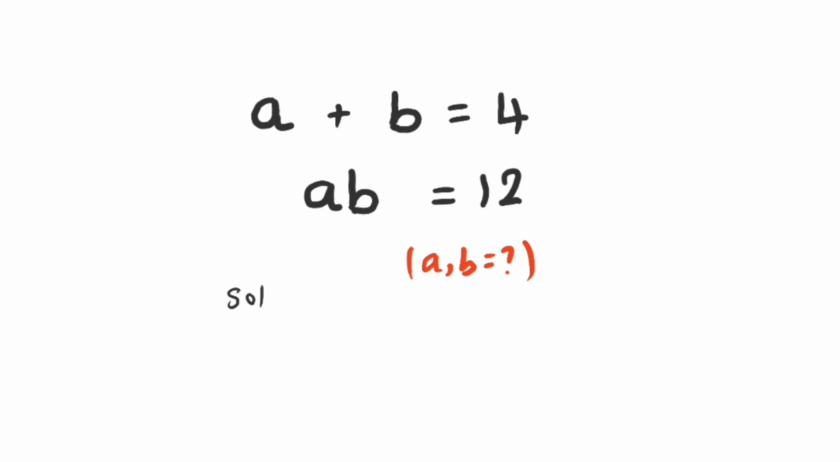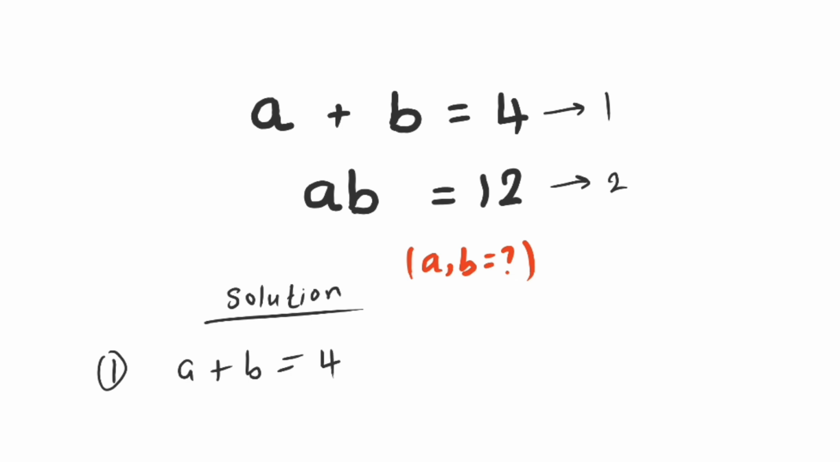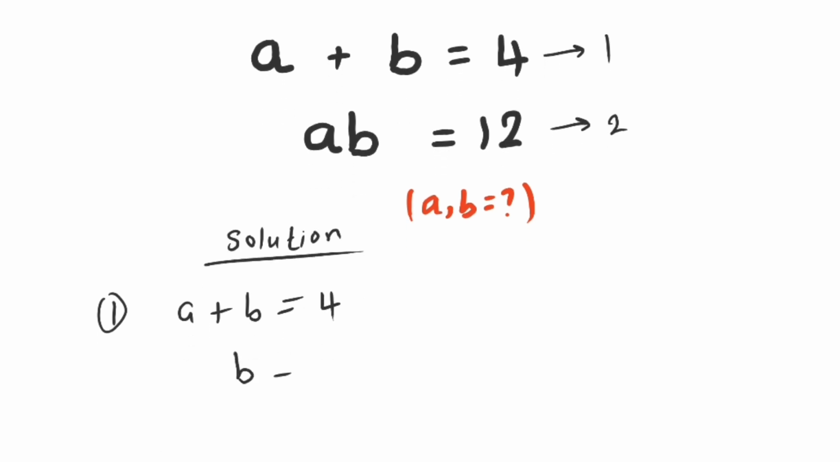Solution. A plus B is equal to 4. Let us call this equation 1. And AB is equal to 12. Let us call this equation 2. From equation 1, A plus B is equal to 4. Then B is equal to 4 minus A. Let us call this equation 3.